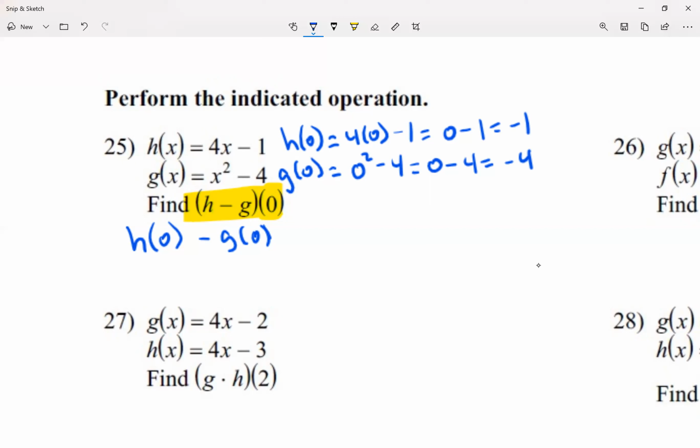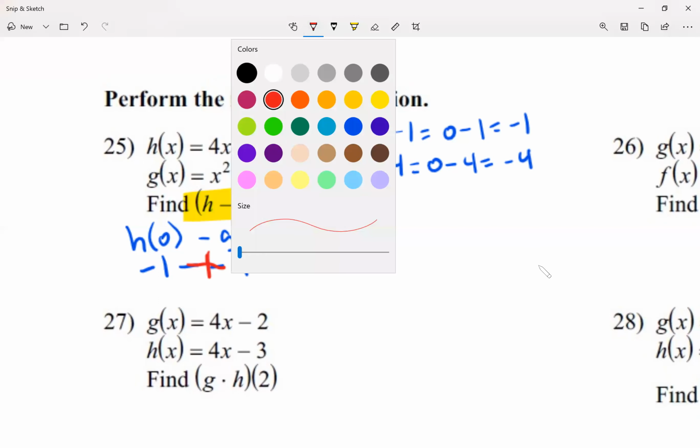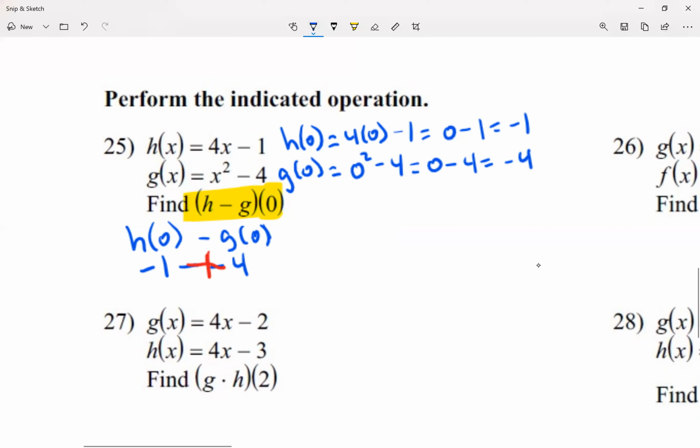So coming back to the question, notice at the very bottom I have h of 0 minus g of 0. So let me write this as a negative 1 minus a negative 4. Let's remember that when we have two negative signs put together, we change it to a plus sign. So let me emphasize this. Let me change to red. These two negative signs become a plus sign. So negative 1 plus 4. Right? A negative 1, a positive 4. Remember that in addition, when they have different signs, we subtract, keep the sign of the larger one. So negative 1 plus 4 is going to equal positive 3.